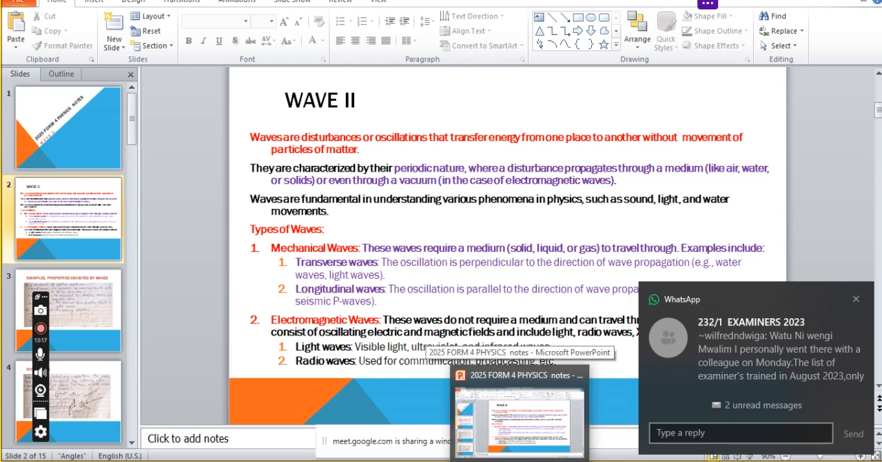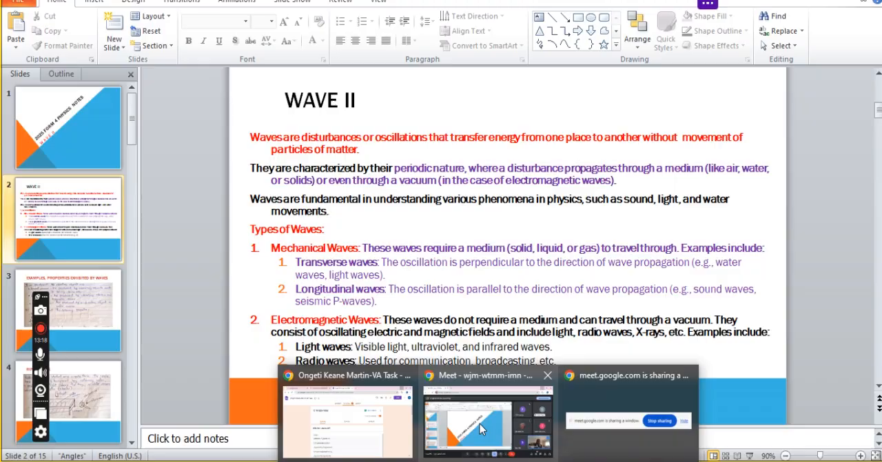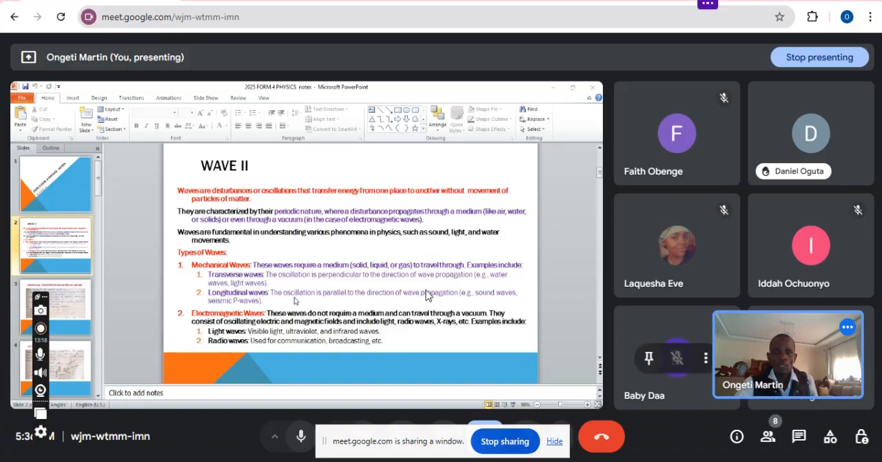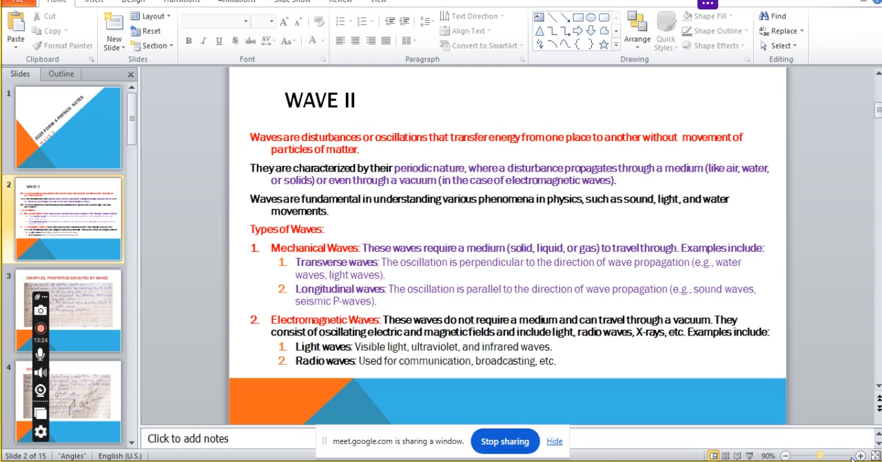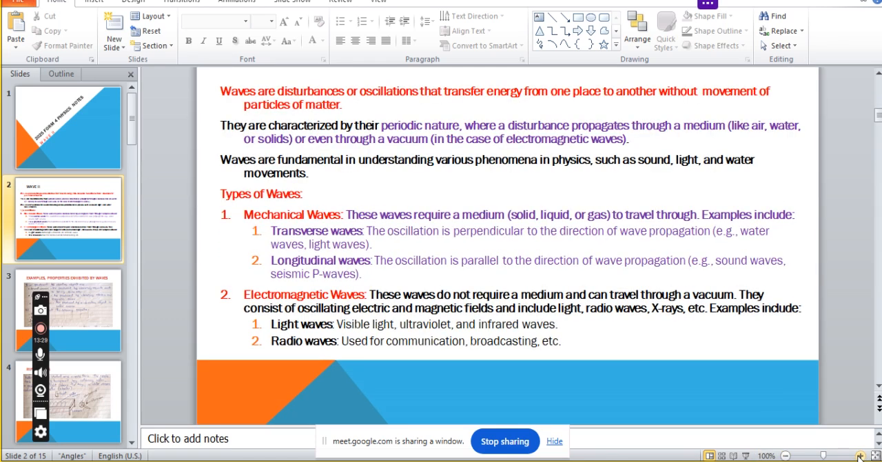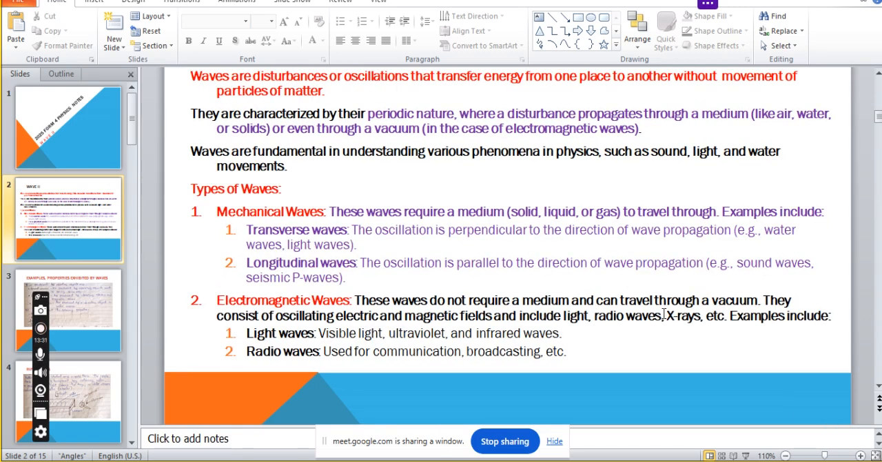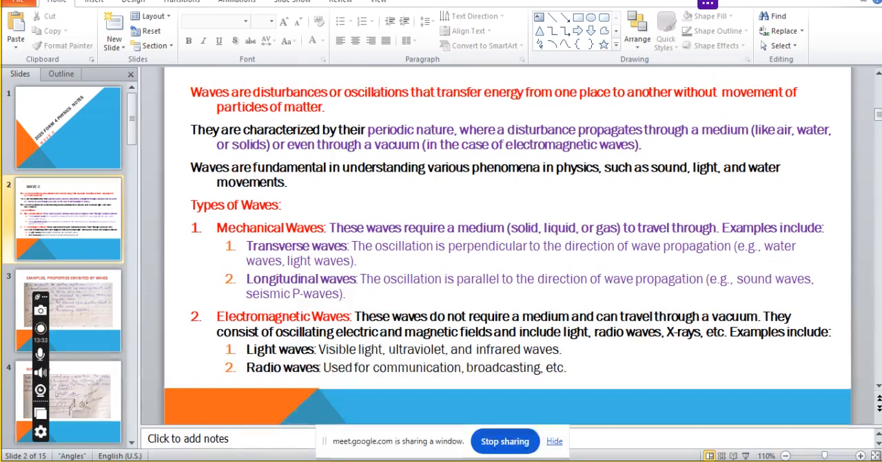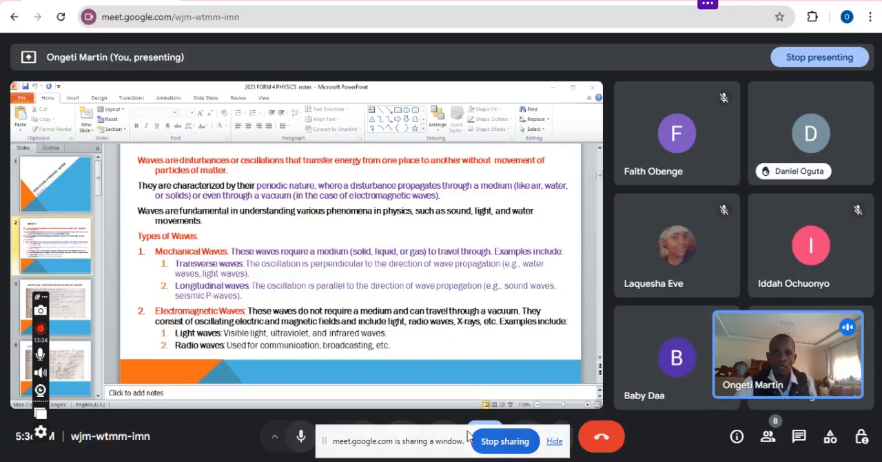So in our previous lesson, we looked at wave. Let me just maximize this so that it looks a bit bigger. Okay, there we are. So we said that waves are transmission of disturbances. So waves can either be disturbances or oscillations, which when they travel from one point to another, they normally transfer energy. That one we had looked at.